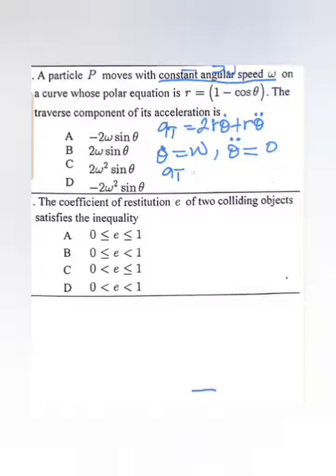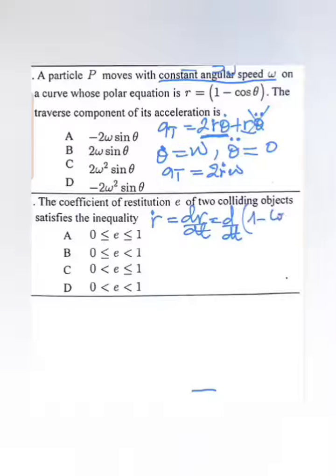The transverse component of the acceleration would just be 2 r dot omega, since the last term disappears because theta double dot is 0, and theta dot is omega. So the main task we have is to look for r dot. R dot is actually dr dt, and so we should differentiate r with respect to t, r given in the equation as 1 minus cos theta. But when you want to differentiate r with respect to t, you are blocked in the sense that r is in terms of theta and not in terms of t.